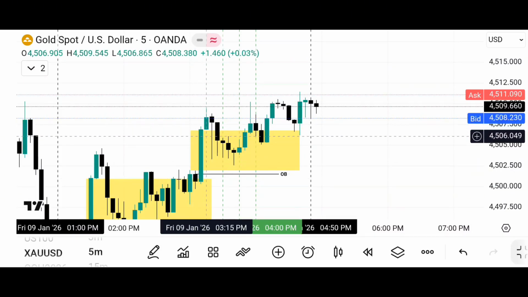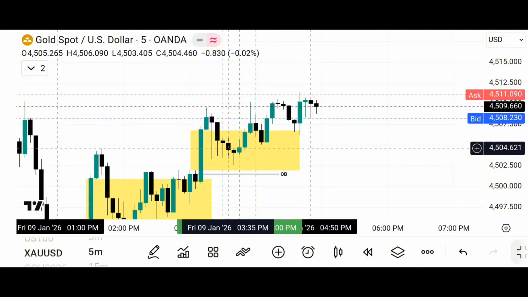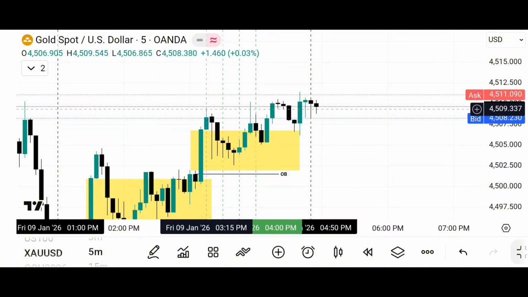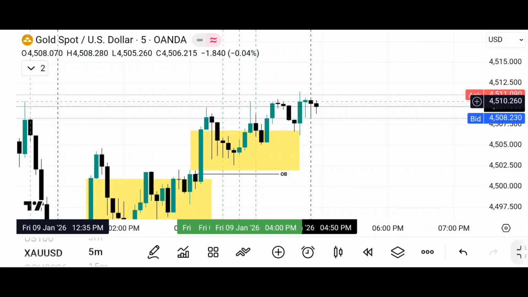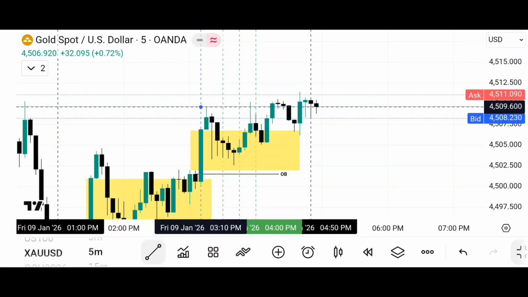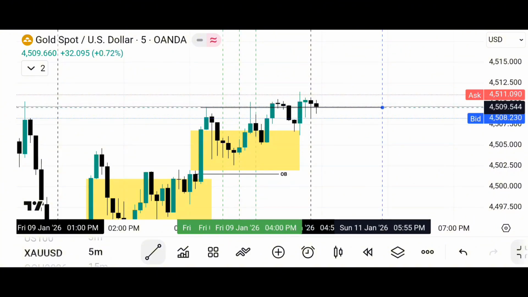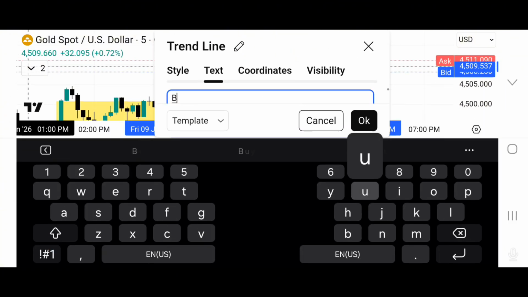Price gapped up, took out this high, created this BC, and traded down into it to take out this high, and also this one right here, at the New York session. So let's say your target was at these points, this is where buy side liquidity lies.